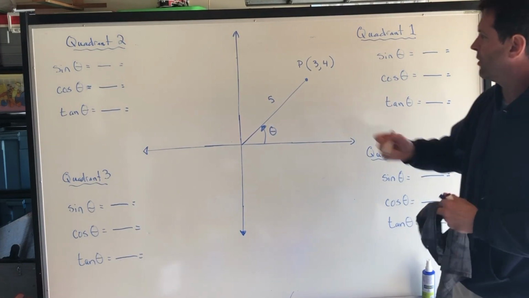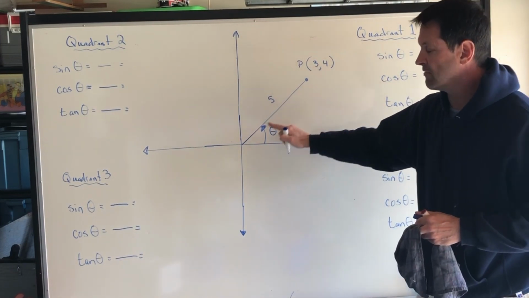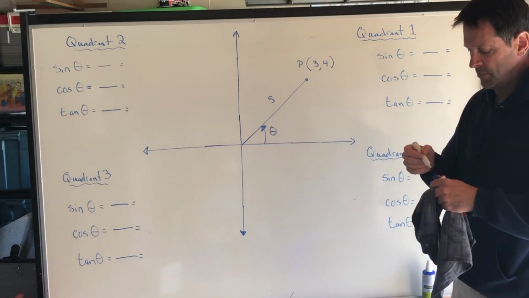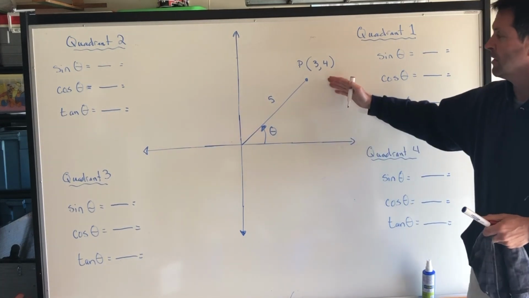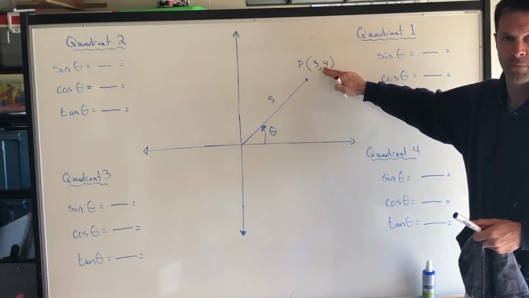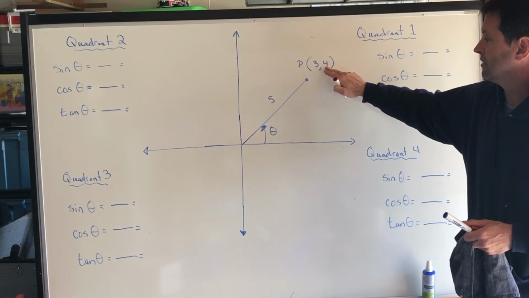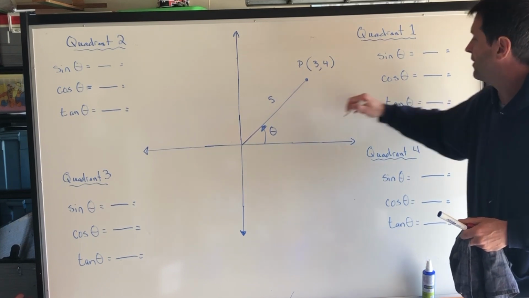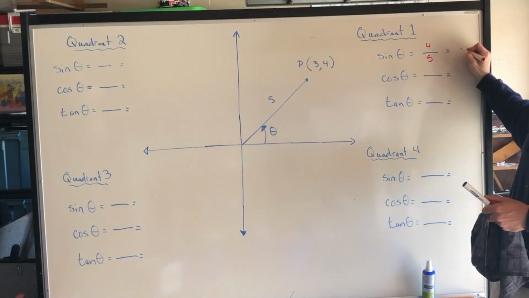I've chosen this point P on the terminal arm at positive 3 and positive 4. The length of R is 5. It's always going to be positive. Now we know that when the terminal arm is in quadrant 1, the x and the y coordinates are positive for point P. So sine, that would be positive 4 over 5, a positive value.